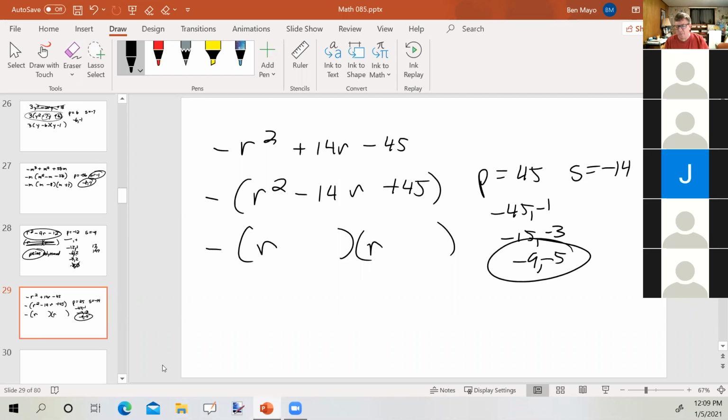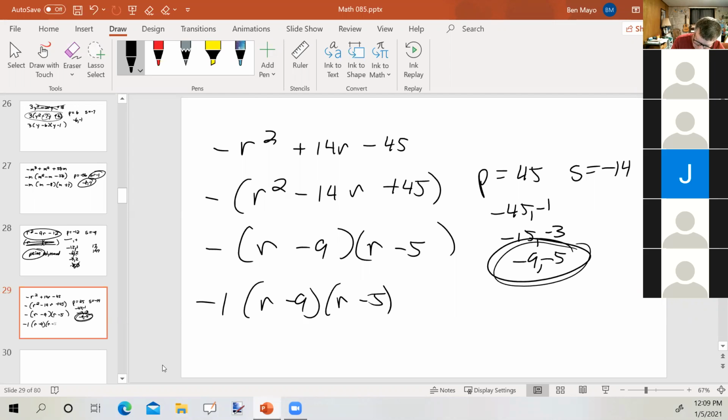And again, I'm writing possibilities. You can go straight to the one that's correct if you can see it ahead of time. Okay, so minus 9, minus 5. And again, you could write it this way, or you could put a 1 there that's implied up here anyway.